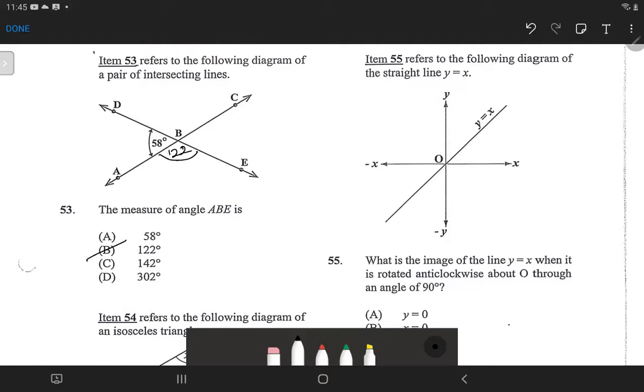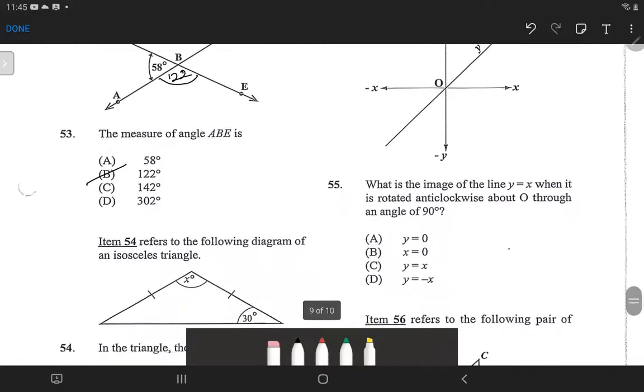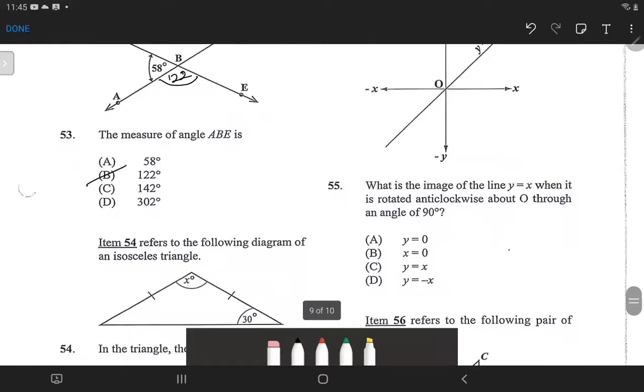Item 55 refers to the following diagram of the straight line y equal x. What is the image of the line y equal x when it is rotated anti-clockwise? That is this way, 90 degrees. That will give you exactly y equal -x.